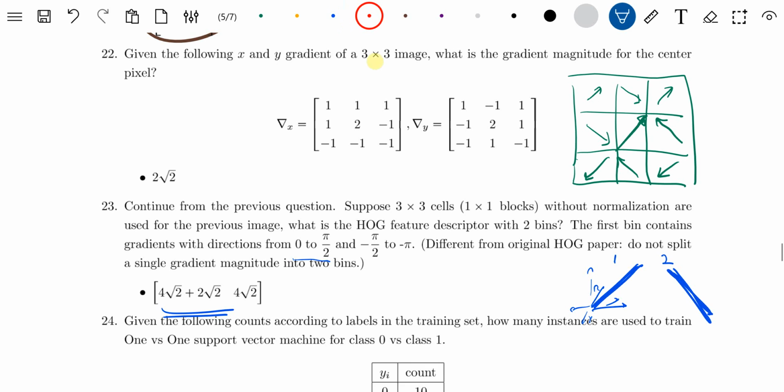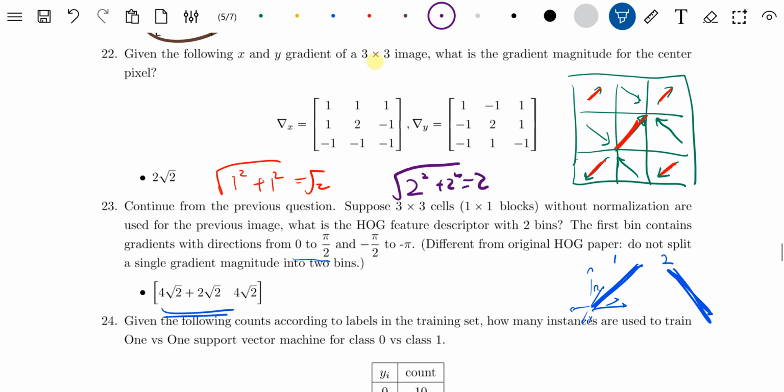Let's actually do this. So basically add this length, this one, and this one, and this one. So these four look like the same. They are all just 1 squared plus 1 squared square root, so square root 2 for all of the shorter ones. The longer one, you are actually asked to compute this. So it's 2 squared plus 2 squared square root, so it's square root 8, so it's 2 square root 2.